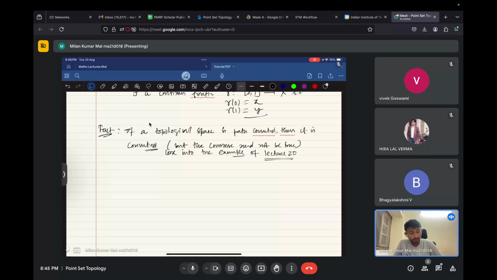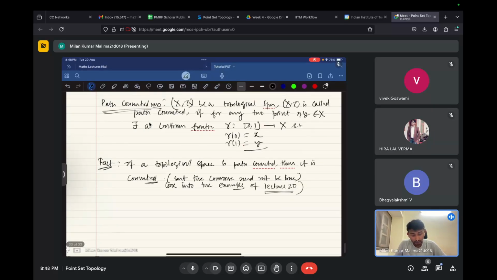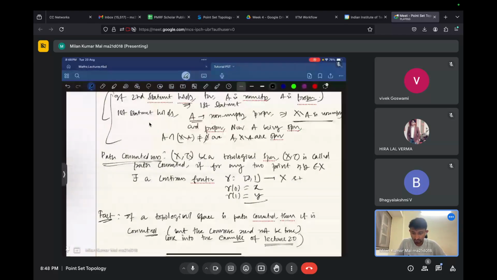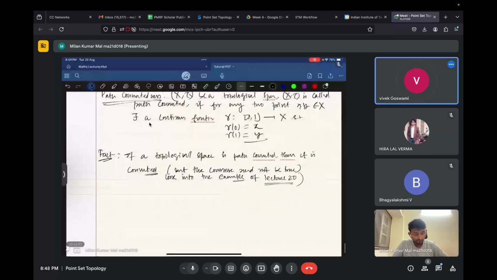Look into the example of lecture 20. Up to this point, is there any doubt about the definition of connectedness and these two facts: if a topological space is path connected, then it is connected, but the converse need not be true. This is in general. No doubt, sir. Okay, no doubt.